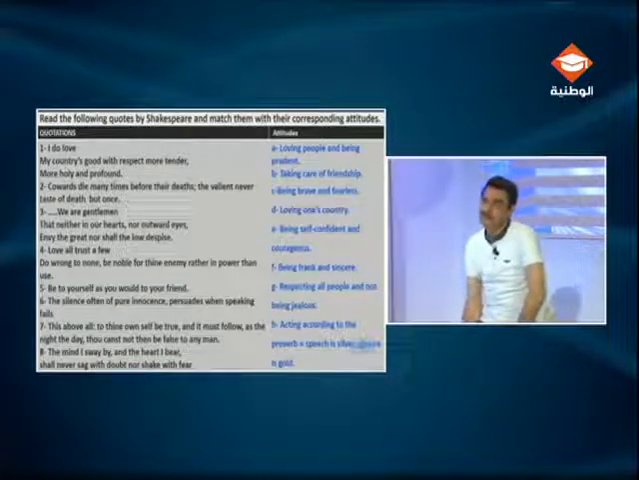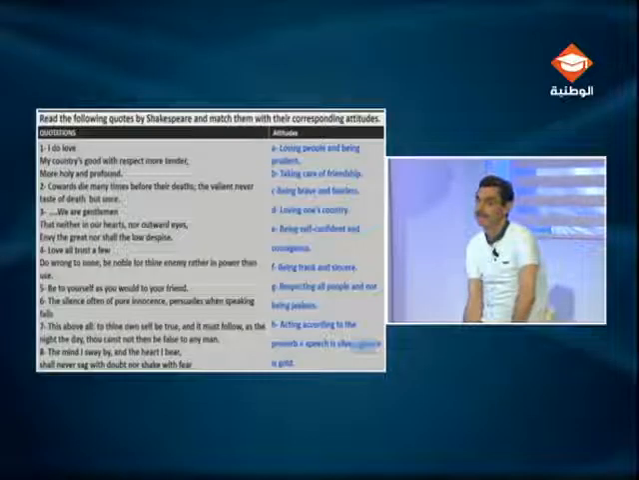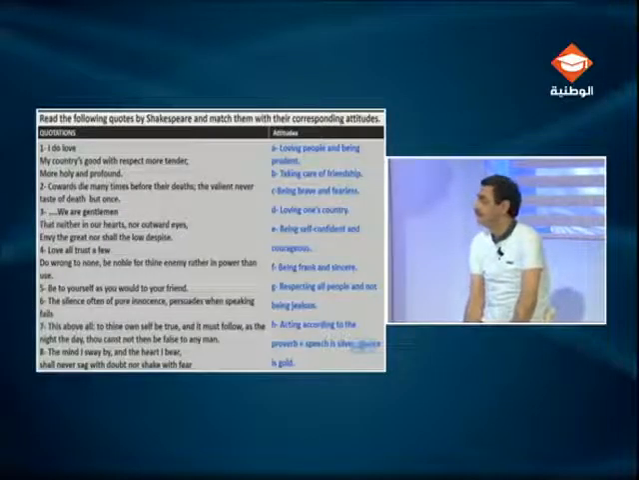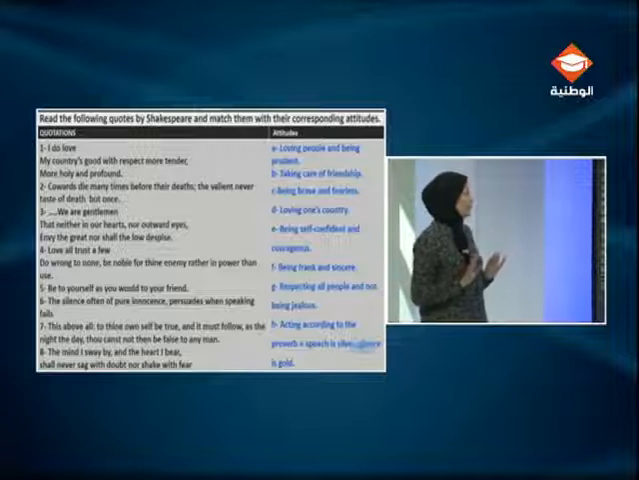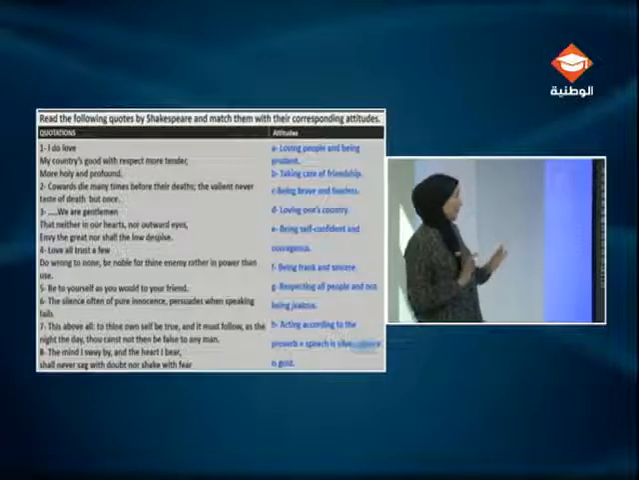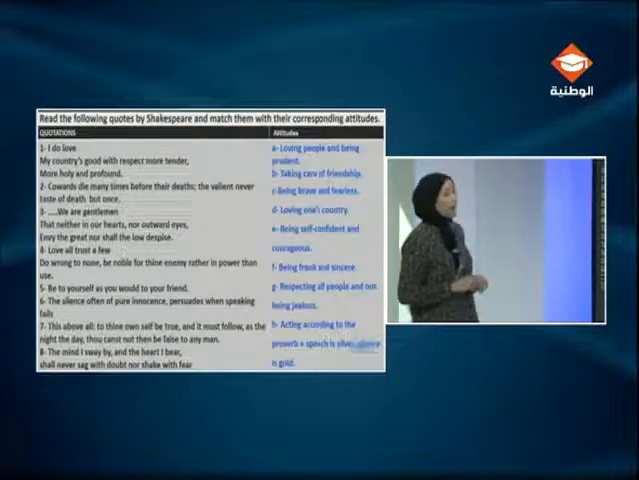Okay, the first one: I do love my country's good with respect, more tender, more holy, and more profound. I think this is easy because it already states, I do love my country. So it's D, loving one's country. It looks correct. We'll check later. I can't see any difficult word. So far, so good.